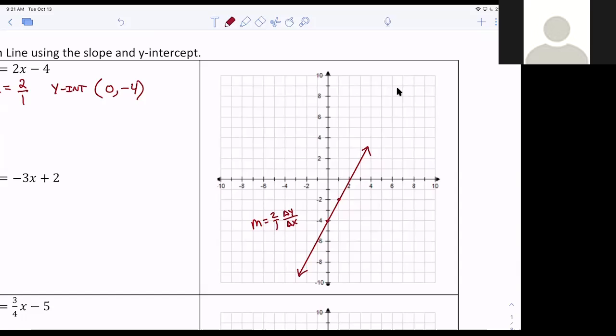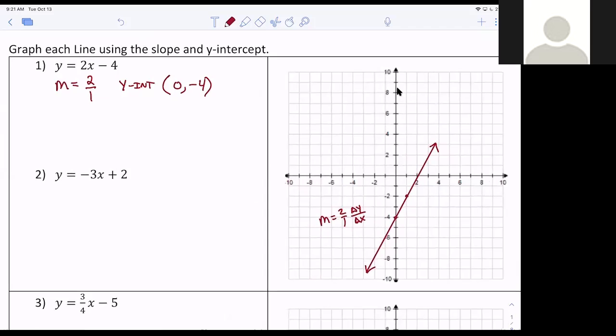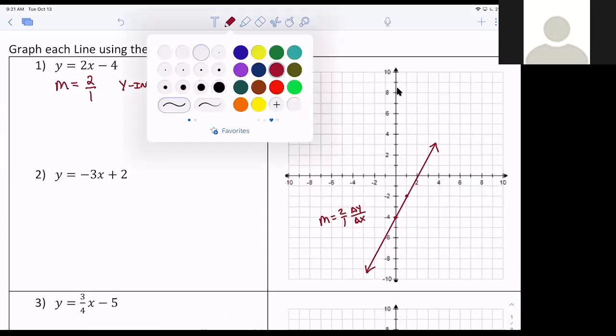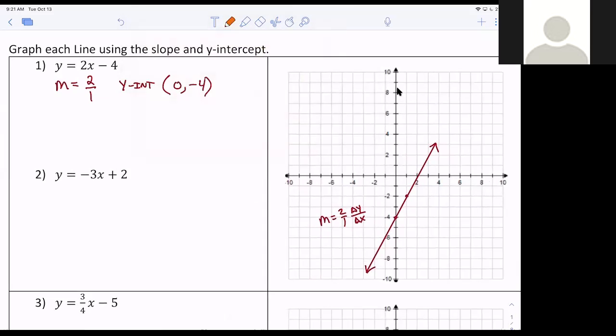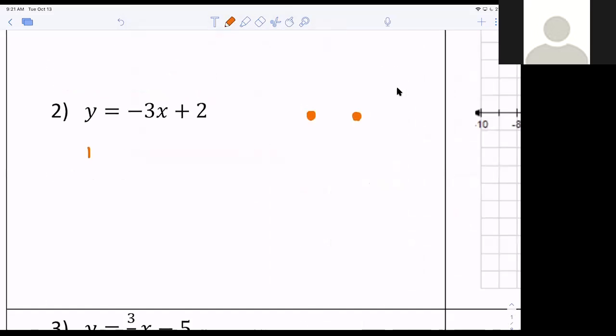All right, so now we're going to take a look at question number 2. This time for question number 2, I'm going to change the color because I want you to be able to differentiate between the two. What I want everybody to tell me now is what is the slope. The slope is negative 3 over 1. What's the y-intercept?